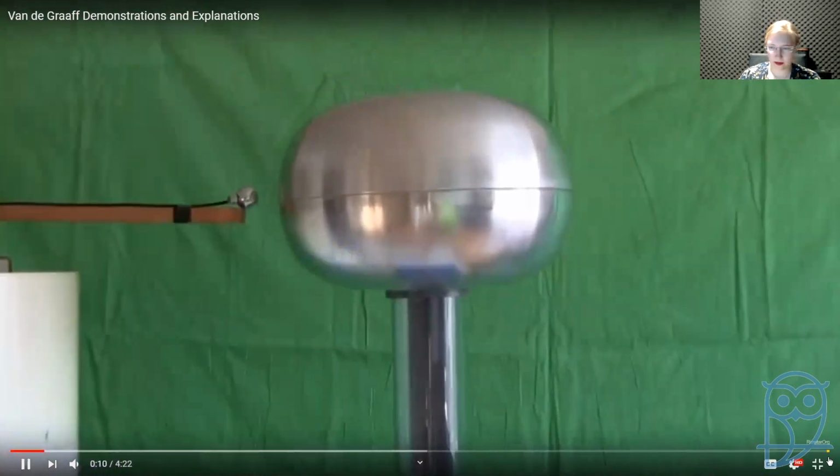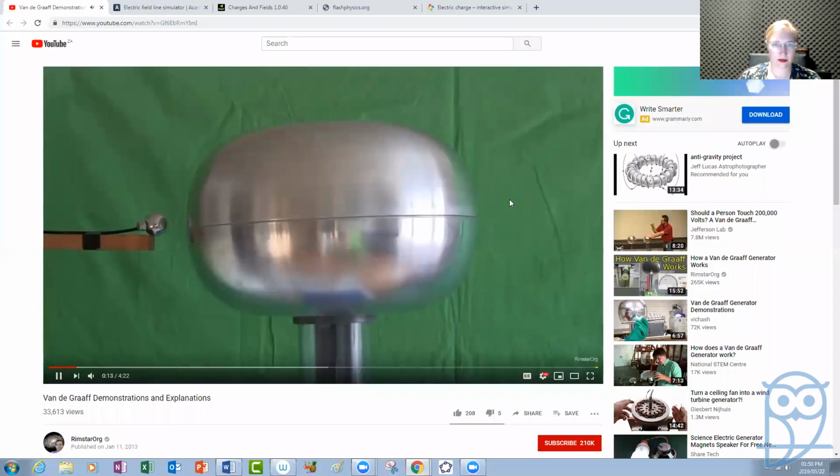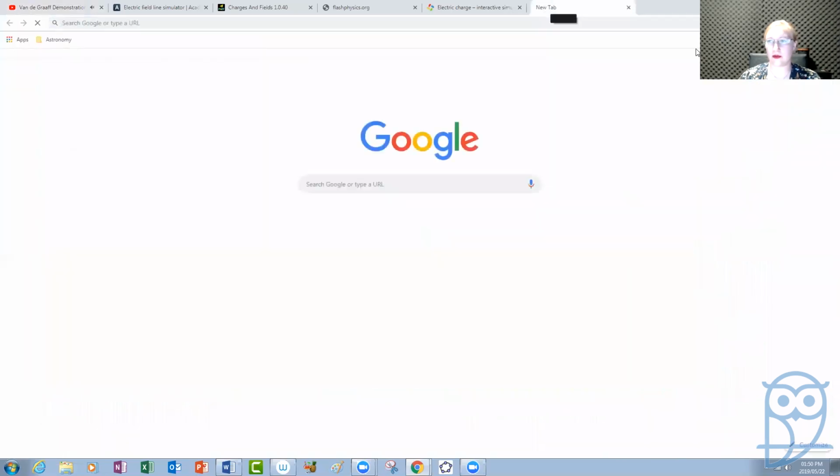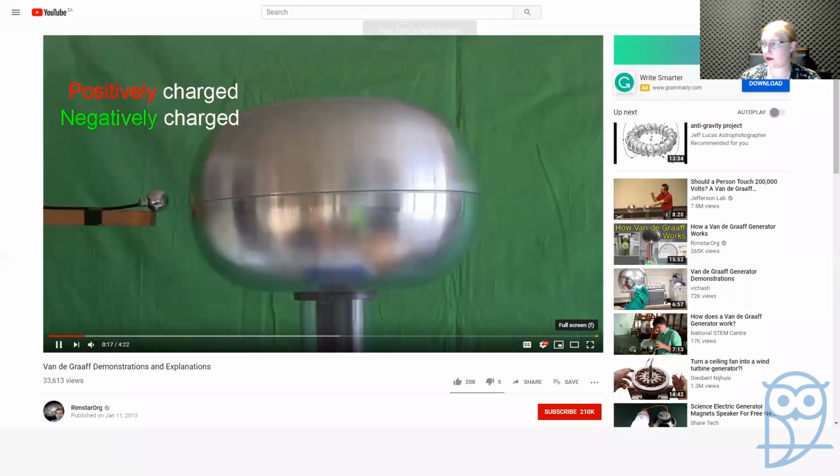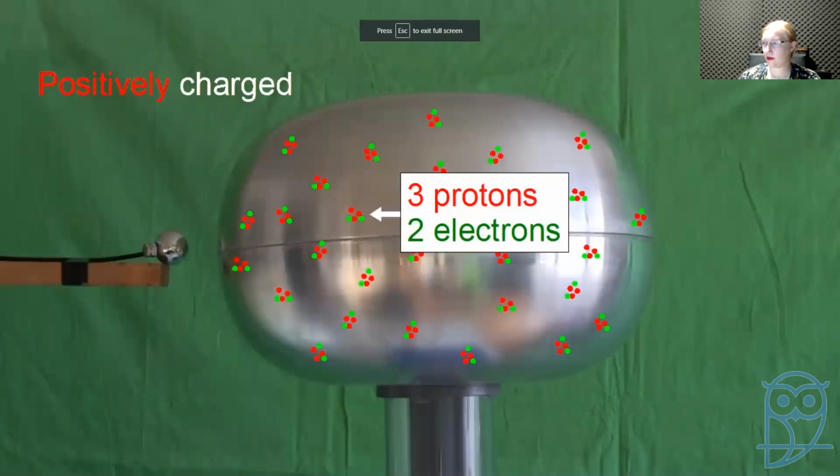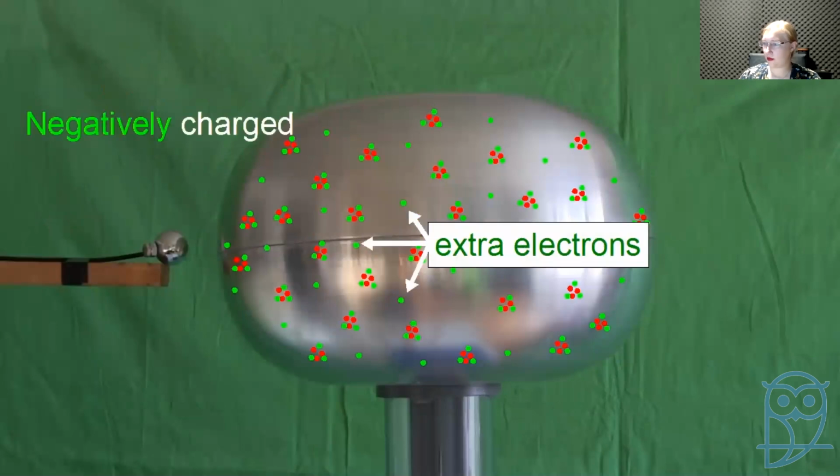In common is that they interact with the top dome. So let's see what's going on there first. The top dome of a Van de Graaff generator is either positively charged or negatively charged. That means it either has more protons than electrons, making it positively charged, or more electrons than protons, making it negatively charged. The key point is that it's kept that way.